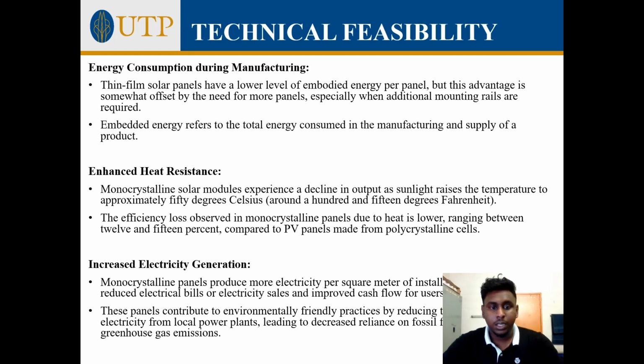Enhanced heat resistance. Monocrystalline solar modules experience a decline in output as sunlight raises the temperature to approximately 50 degrees Celsius. The efficiency loss observed in monocrystalline panels due to the heat is lower, ranging between 12 and 15%, compared to PV panels made from polycrystalline cells.